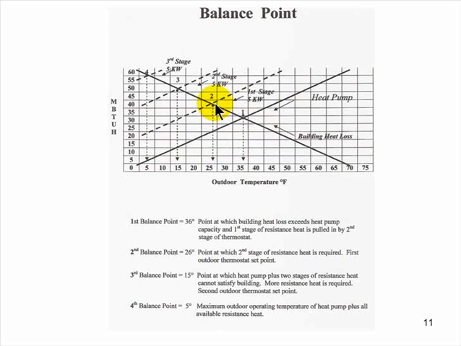heat. So what do you use this number for? That's the setting of your first outdoor thermostat. You shouldn't need it before that point. This becomes the setting of the next outdoor thermostat, 14 degrees, and this is the last outdoor thermostat that will allow this to come on.